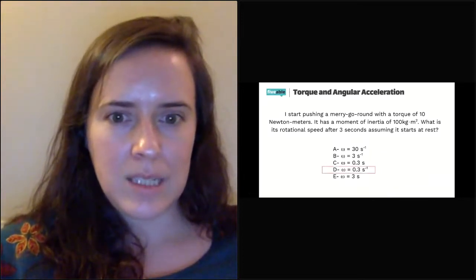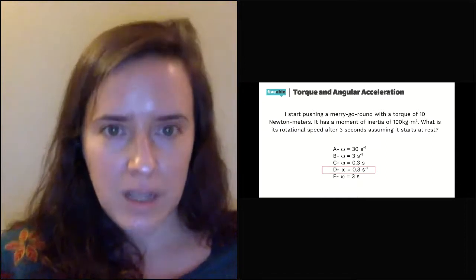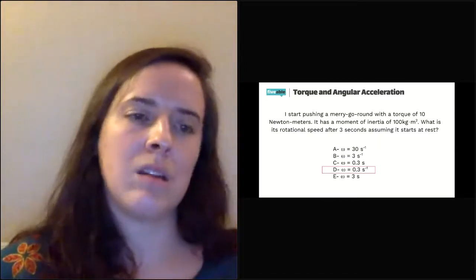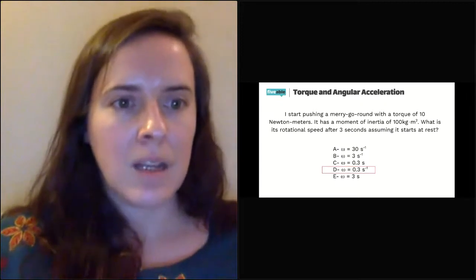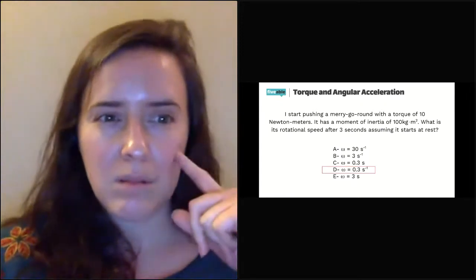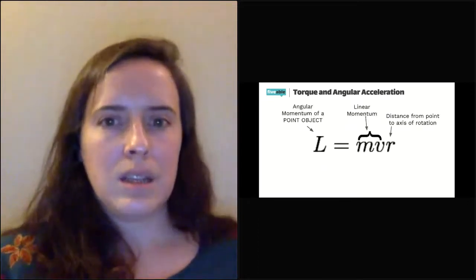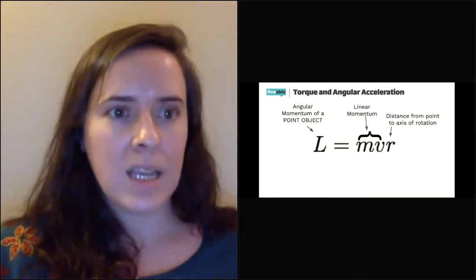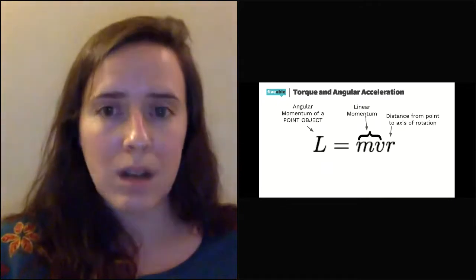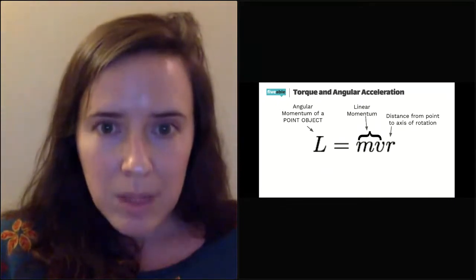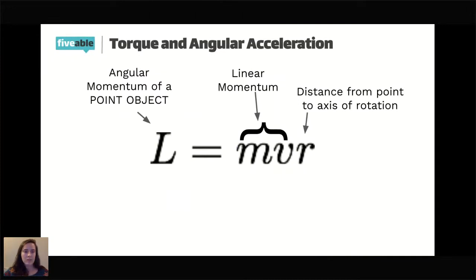All right, so the answer is D, 0.3 inverse seconds, aka radians per second. Not to be confused with C, 0.3 seconds. Okay, next thing that we have is that the angular momentum of a point object is given by L equals mvr, where mv is our linear momentum and r is the distance from that point to the axis of rotation.